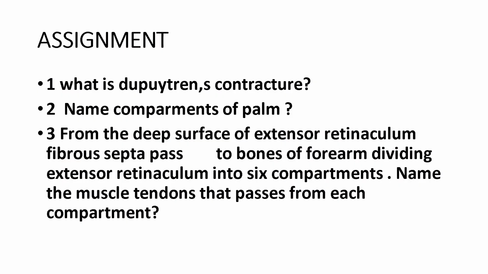Okay, students. At the end of the lecture, these are 3 questions. These are the assignment questions. You have to tell what is Dupuytren's contracture and name the compartments of the palm. Only just name them. Also tell that from the deep surface of the extensor retinaculum, the fibrous septa pass to the bones of the forearm, dividing the extensor retinaculum into the 6 compartments. Okay, so you have to name the extensor muscles, the tendons that pass through each compartment. You only just name the tendons that are present in each compartment.